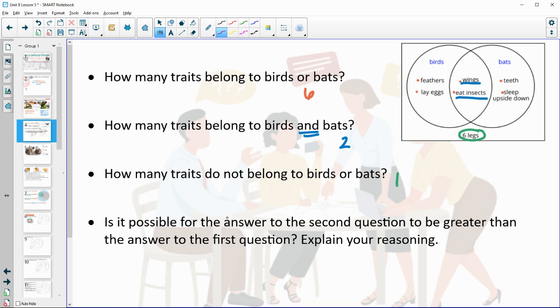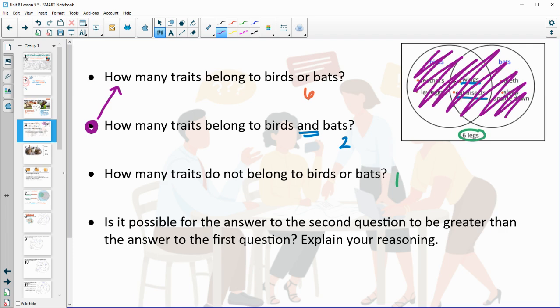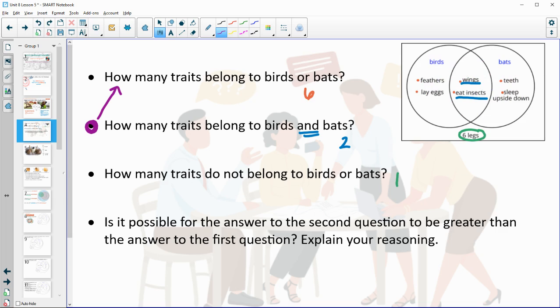And is it possible for your answer to question 2 to be bigger than question 1? So is it possible for the traits that they share to be more than the traits that either of them have? And that's not possible because the "or" contains anything in either of the circles, and then the "and" is what's in both of them. So it can't be more. There can't be more traits that they share than either of them has. Could be equal, but cannot be less. Or sorry, cannot be more.